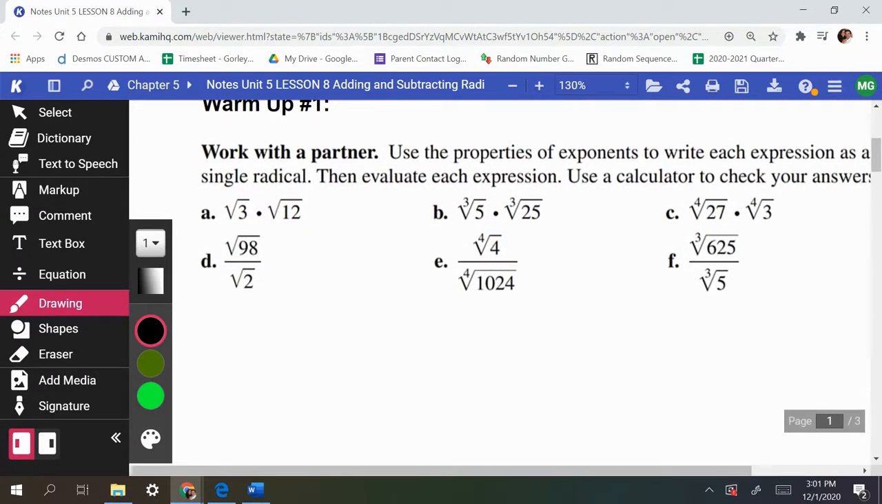In part A, I'll just label it down here. We're multiplying the square root of 3 by the square root of 12. Because they're both square roots, we can do this. When I multiply, I get the square root of 36, which just simplifies to 6.